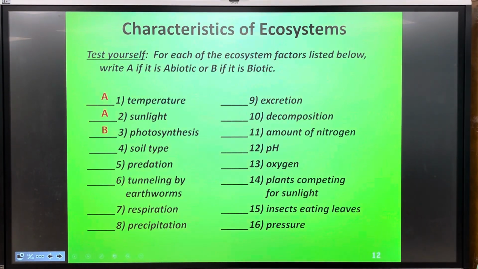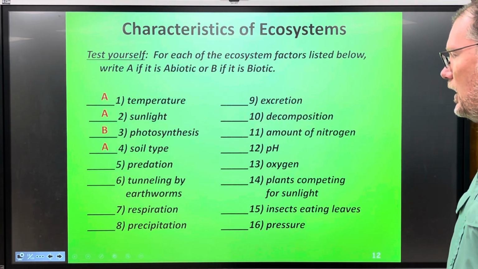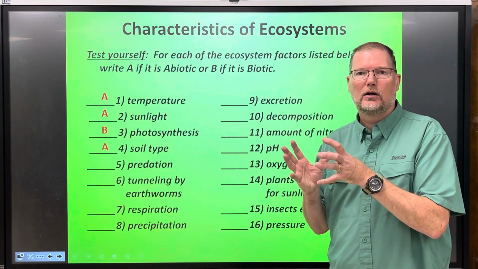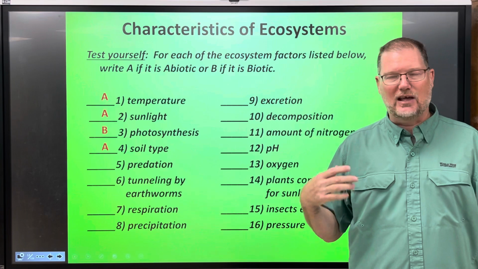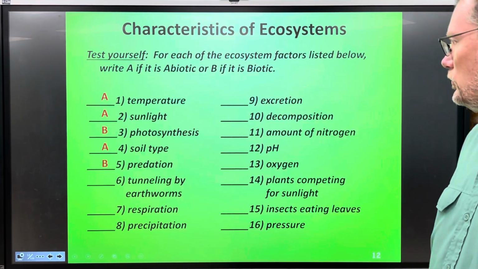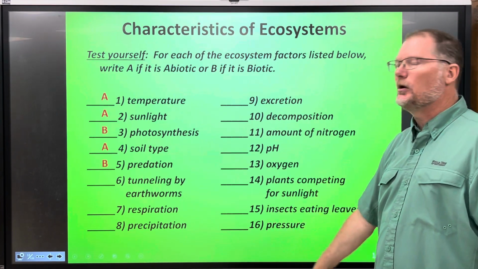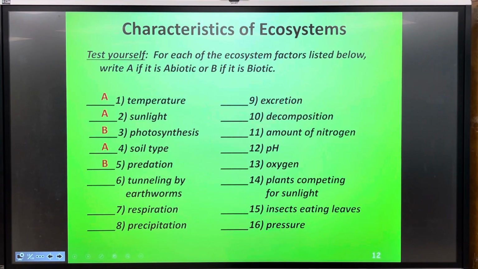How about type of soil? Dirt, what kind of things are in the dirt? That's going to be abiotic. How about predation? Like preying upon something, like an eagle coming down and grabbing a fish. That's definitely biotic, right? So you got this. This is pretty easy. Some of these might get a little more challenging, but I think you can figure it out with your teammates or your classmates afterwards.